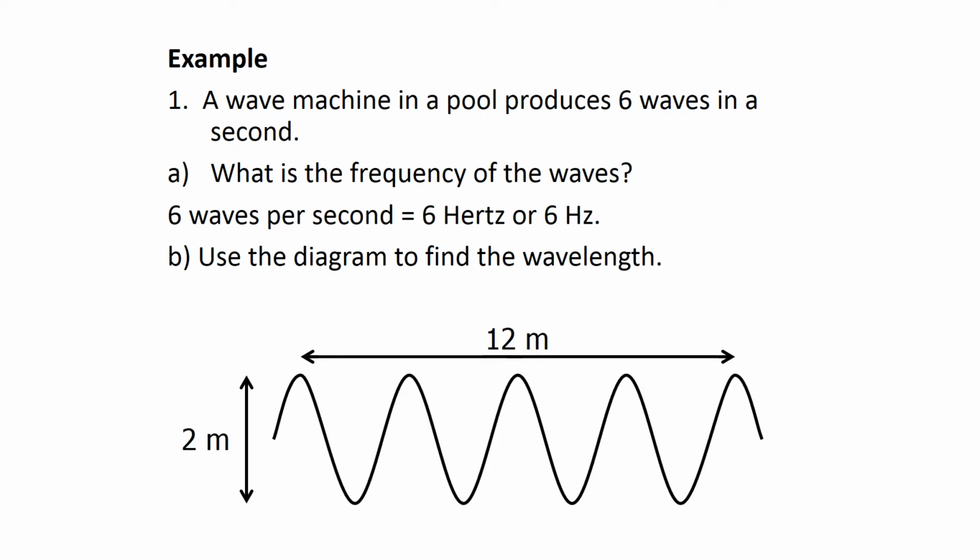So here's our wave. We've got to work out the wavelength. So the wavelength is the distance of one wave. So one wave is there, to there, to there, to there, to there. So we have 1, 2, 3, 4 waves in 12 meters. So each wave is 12 divided by 4, which is 3 meters long. We're not asked about the amplitude, but the amplitude, remember, would be from the middle to the top. So that would be 1 meter.